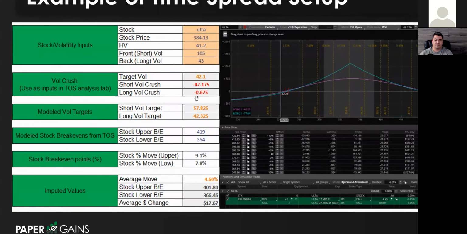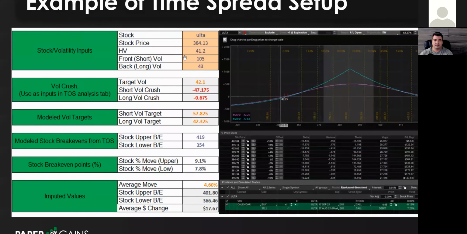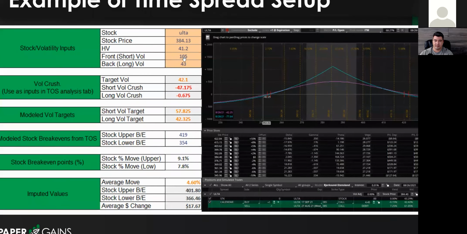This is what that volatility is going to be. We're going to input something called HV, or historical volatility, and then we're going to take the specific volatility from each option chain and input it right into the spreadsheet. And this is automatically going to populate this short vol crush. We're going to know, okay, this was 105% coming in.